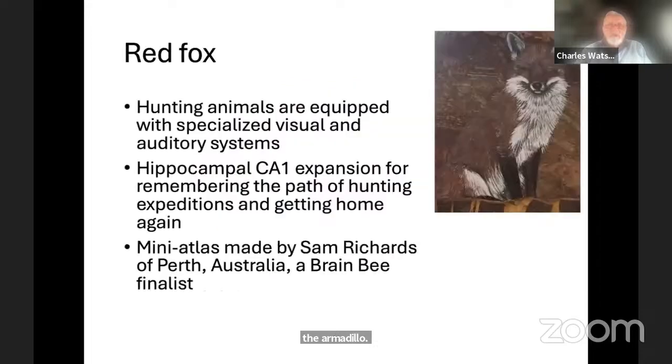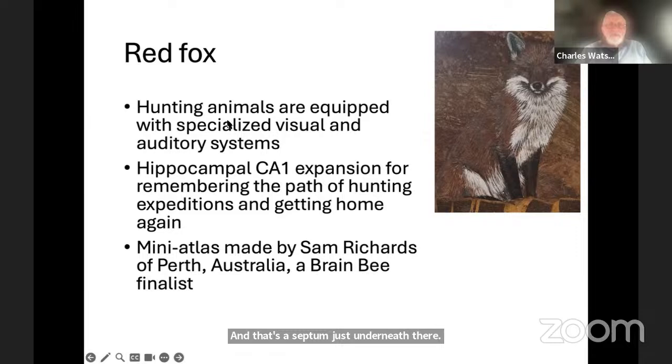Okay, the red fox. Foxes are hunting animals. They of course have specialized visual and auditory systems.